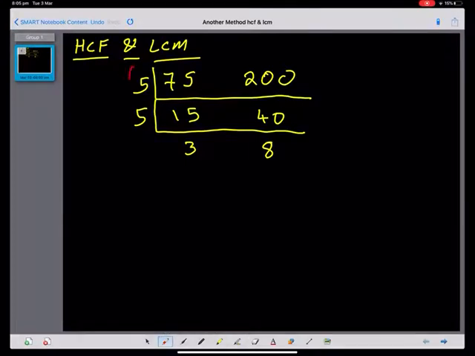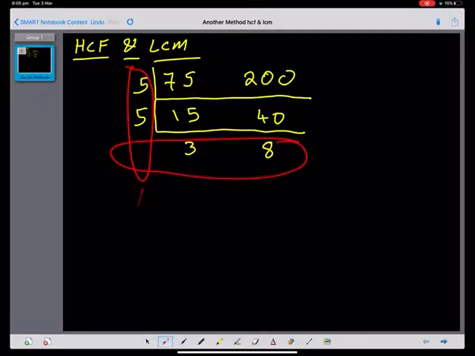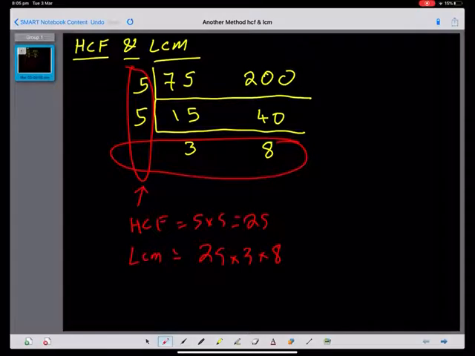Okay, so we draw. So our highest common factor is 5 times 5, which is 25, and the lowest common multiple is 25 times 3 times 8. Let's do that. 25 times 3 times 8 is 600.